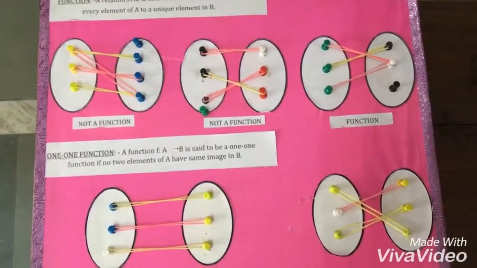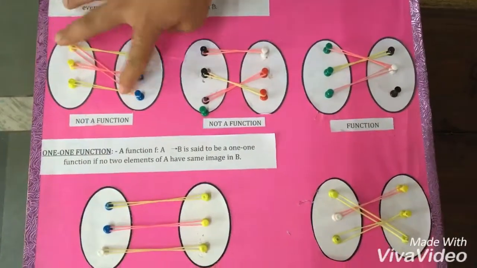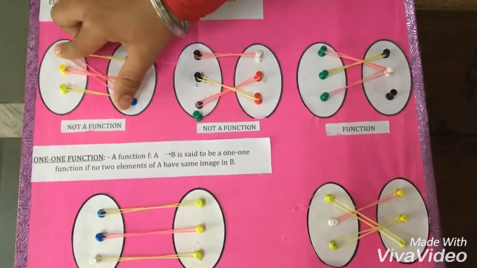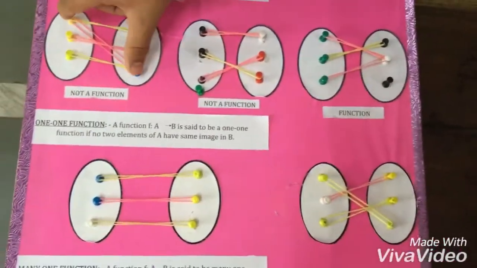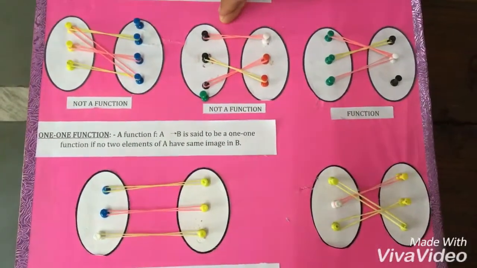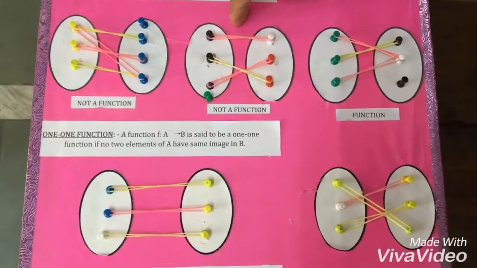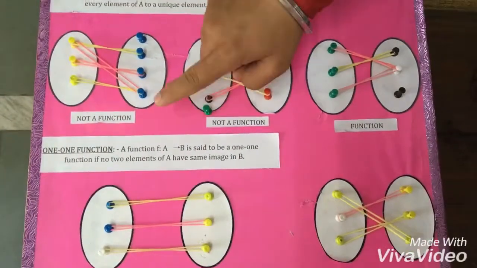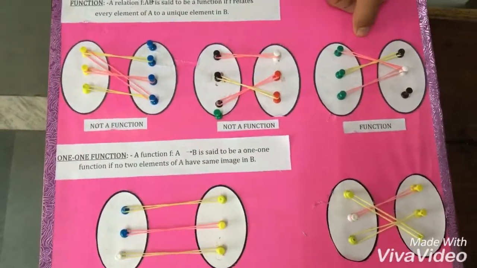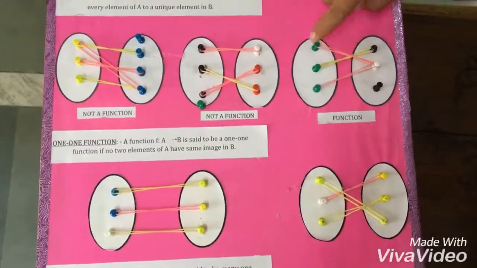Now let's begin with the first example, which is not a function because there are two images in set B. This element has two images in set B. One is attached with this and another is attached with this. Now let's take another example in which all have unique images, but in set A there is one element left which has no image. Now the third example is a function, as all elements of the first set have images.